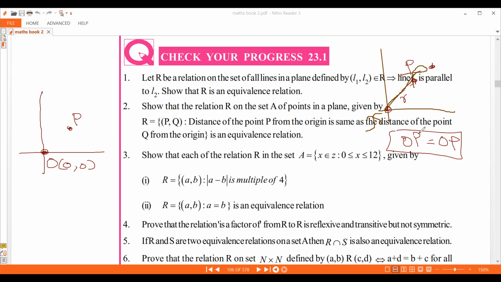Next, it can also be symmetric. OP, PO. No, not that way. Symmetric means when you reverse it. No, I expected it. No, not that way. Think once again.